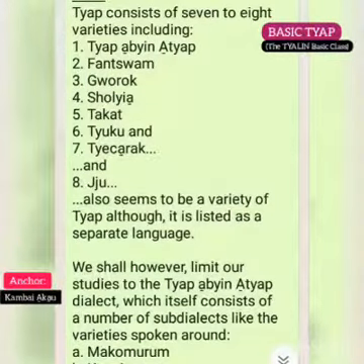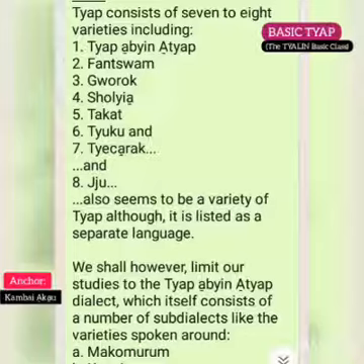Tyap language consists of 7 to 8 varieties, including Tyap, Tyap, Phantom, Gwarok, Sholyo, Takad, Tuku, and Techarak, and Ju also seems to be a variety of Tyap, although it is listed as a separate language.